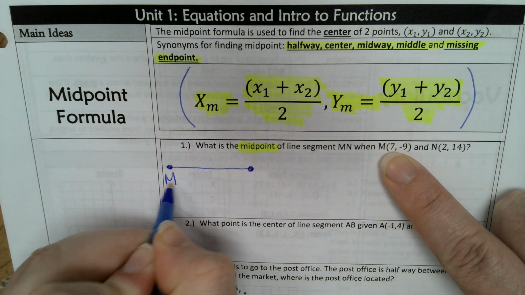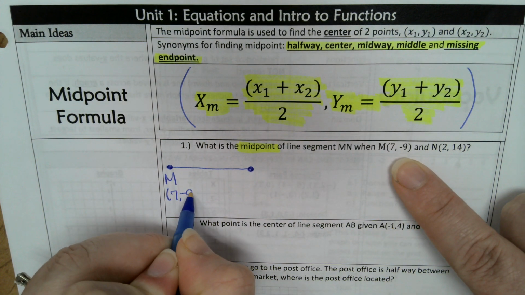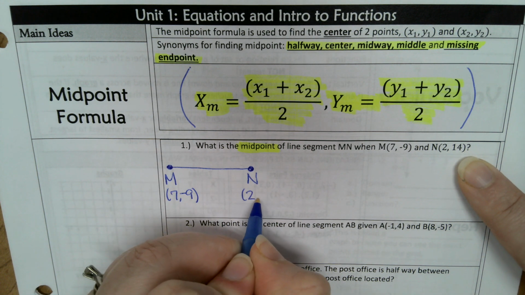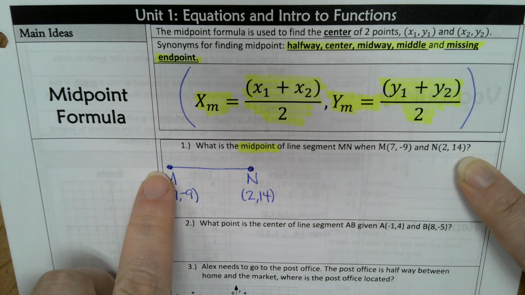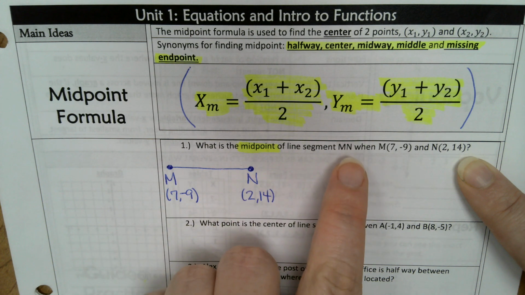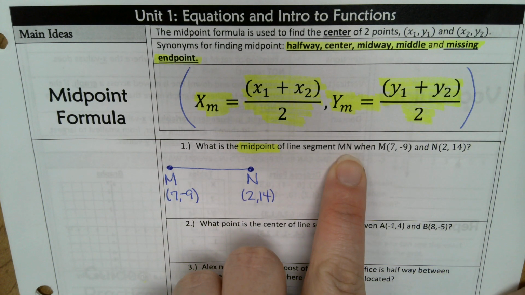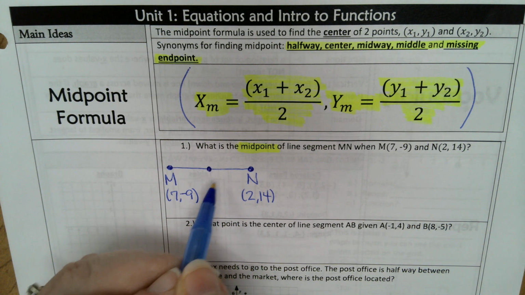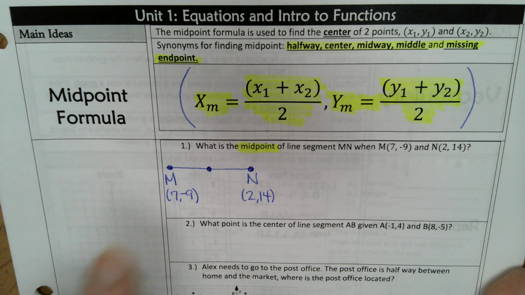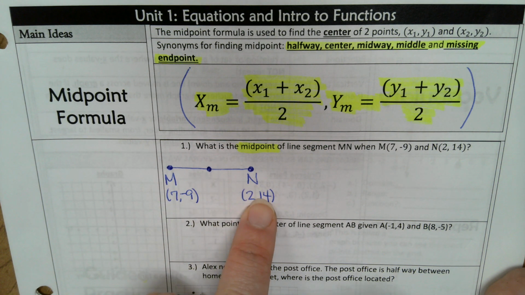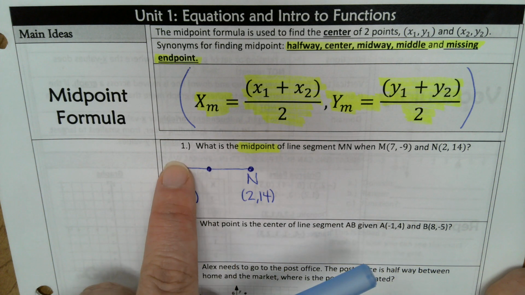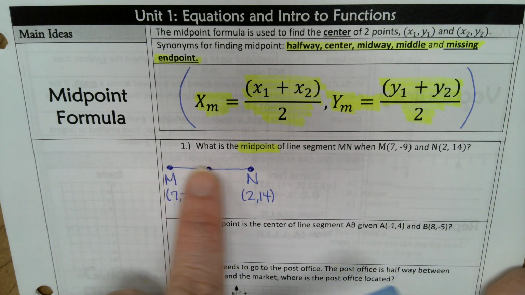We start at M, which is at 7, -9. We travel to N, which is at 2, 14. That creates a line segment called MN. Okay? Where is the midpoint? So it's got to be somewhere in the middle. Okay? So if you were graphing this on graph paper and you had answer choices, you could graph this point, you could graph this point, and you could graph answer choice A, B, C, D and see which one looked like it was in the middle, in the center.